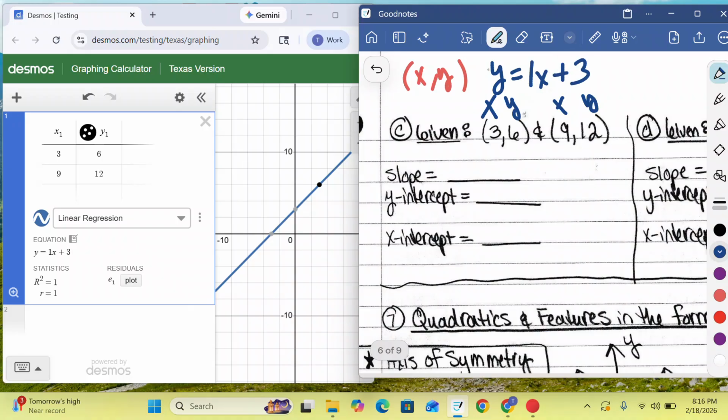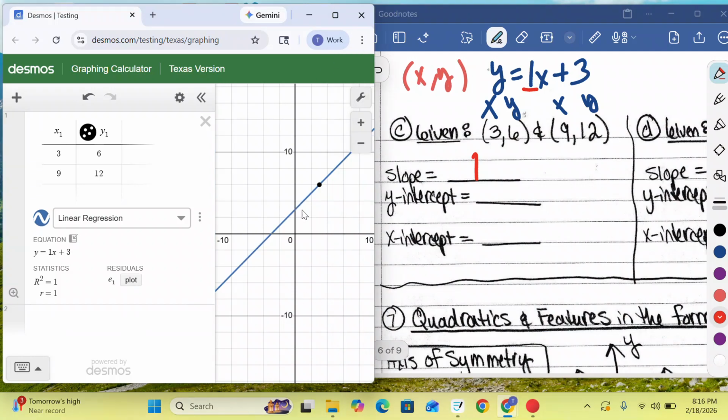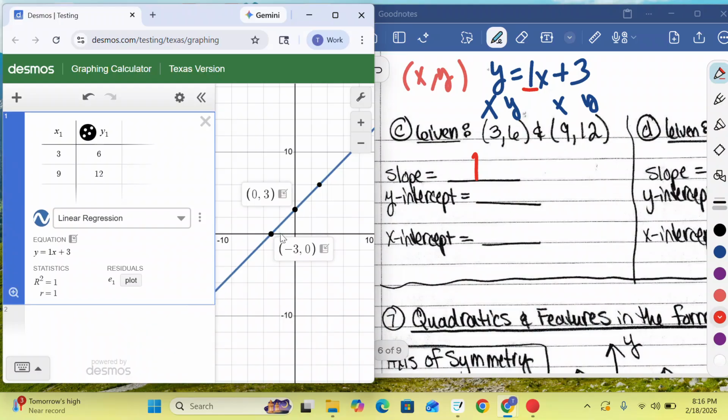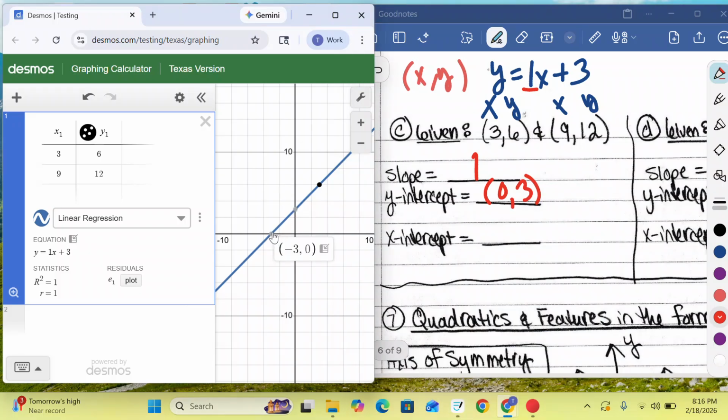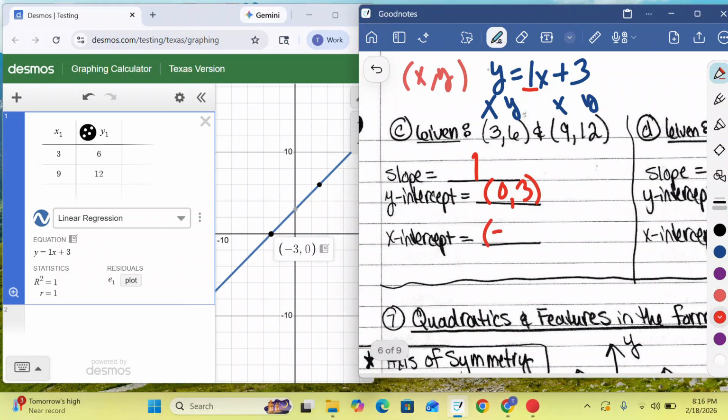Once again, in red, I'm going to say my slope is 1, and also on Desmos, the slope is 1. Now I'm going to go to my graph, and I'm going to find my y-intercept. Right here I see my x-intercept, and it has to stay stuck, and my y-intercept is right here. The first one I want is the y-intercept, and it is (0, 3). And then I'm going to unclick here, and then I'm going to get my x-intercept, and it is (negative 3, 0). And once again, my slope is 1.